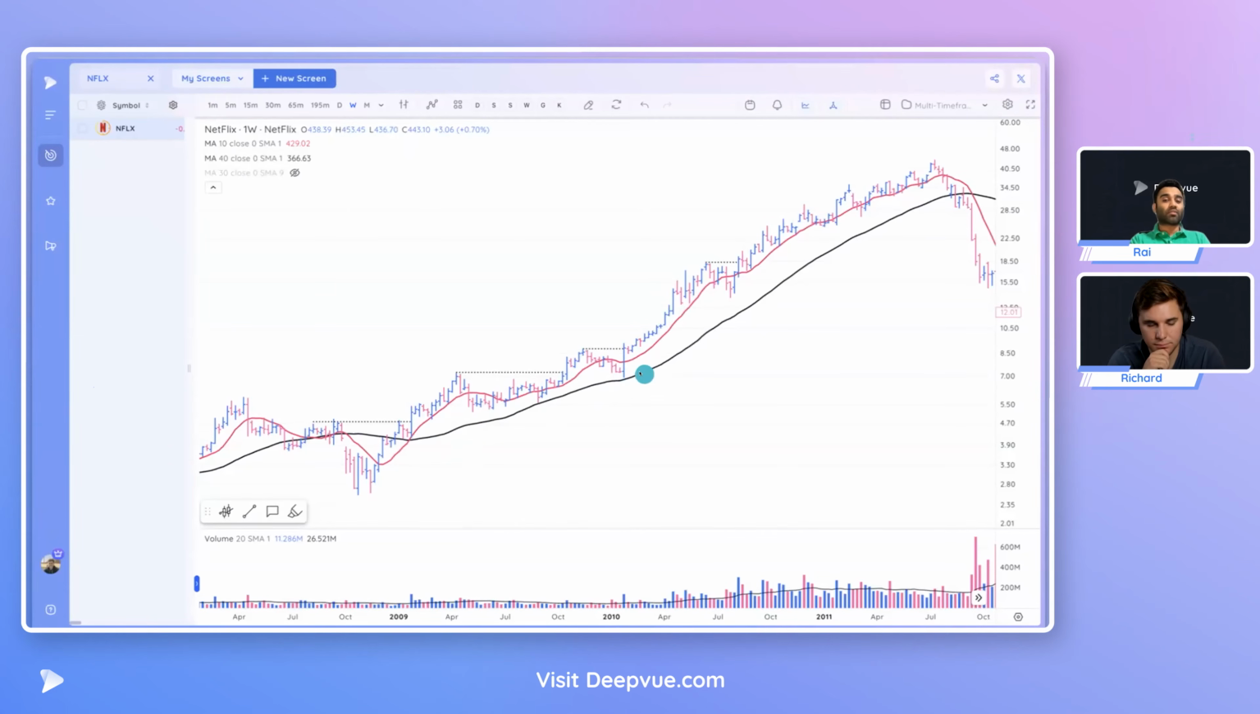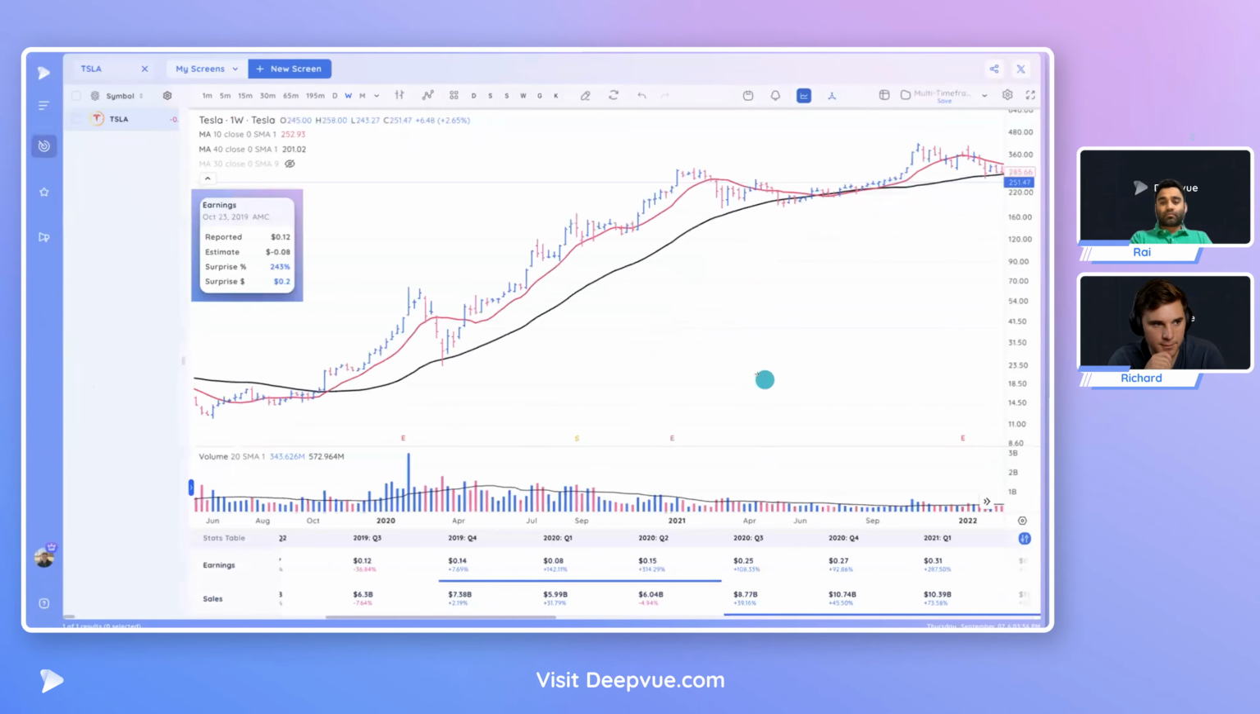So you want to also be careful. It's not as easy as just drawing these lines and things are going to be great. You want to go on the daily and also study that gap up and see how that happens. All right, let's keep going here.